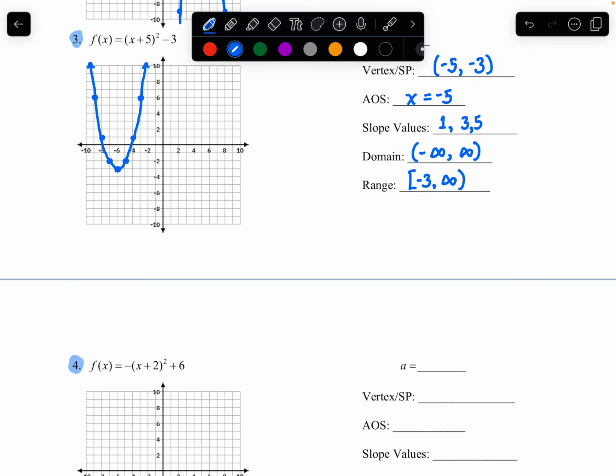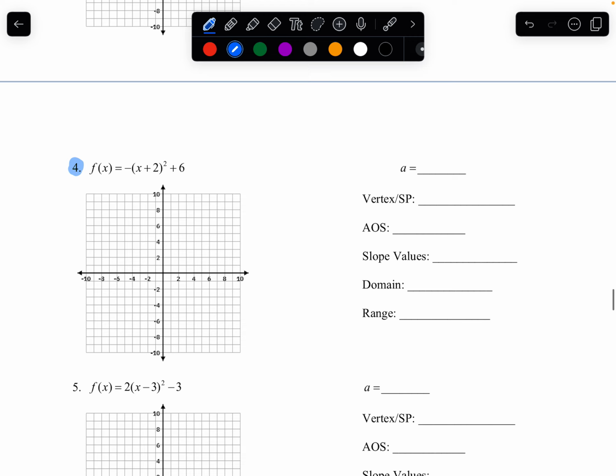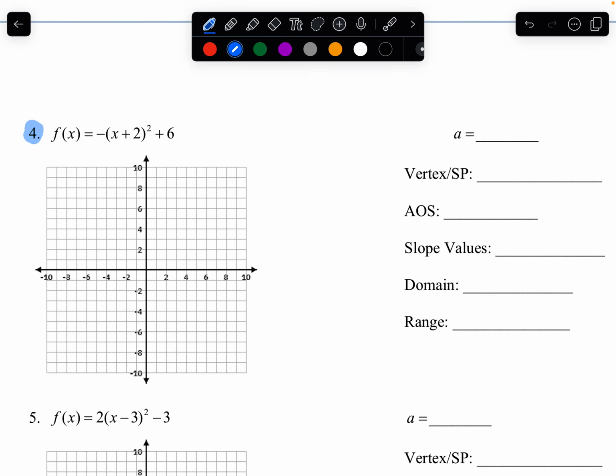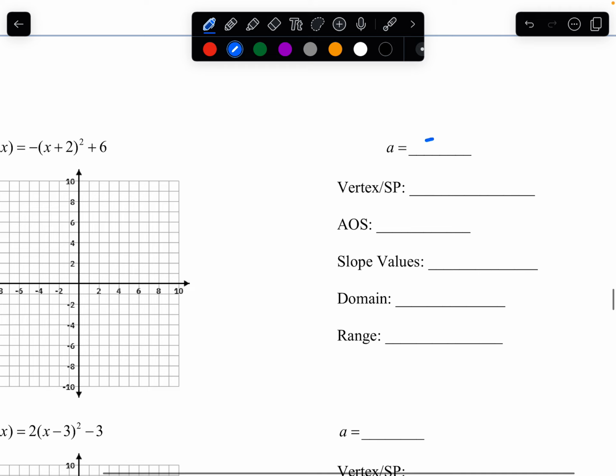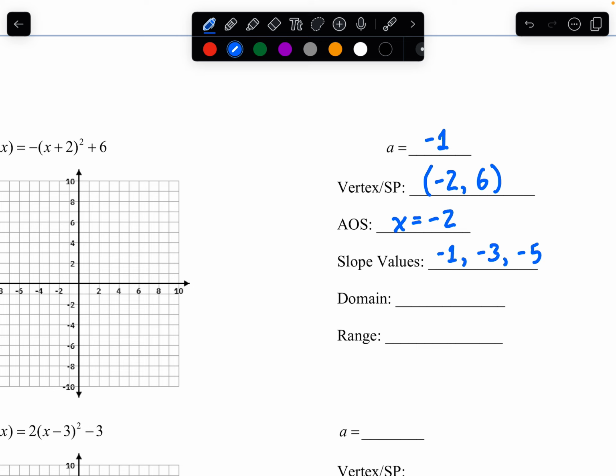Okay, and then this last one, what if we just have a plain old boring -1? We're going to count it the same way. We're just going to count that negative slope, so kind of like we did with the -2. Again, we grab our vertex, -2, +6. My axis of symmetry always corresponds with the x-coordinate. And then we're going to go -1, -3, -5.